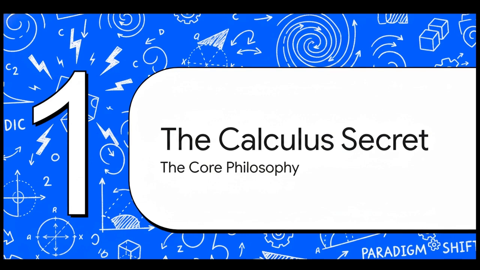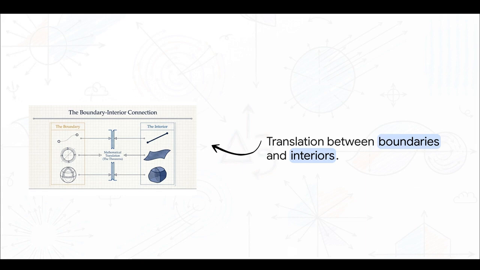We really need to start with the absolute most important paradigm shift you've got to make to actually understand how this entire mathematical system works. And this concept brilliantly illustrates the underlying rule of the universe. It's all about the connection between a boundary and an interior.